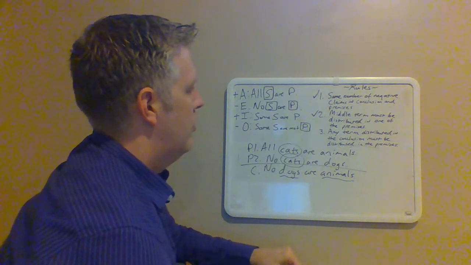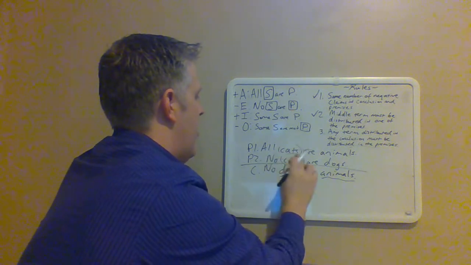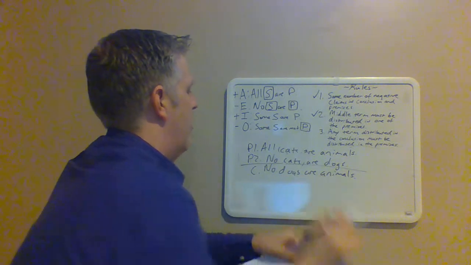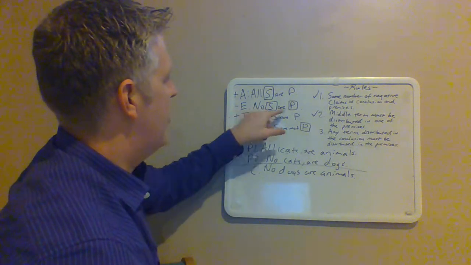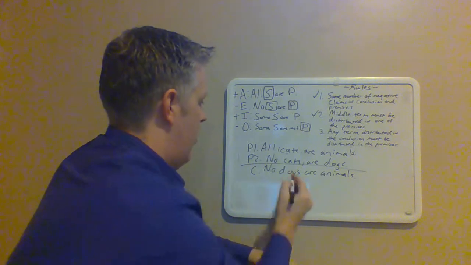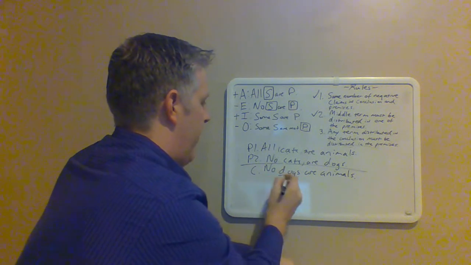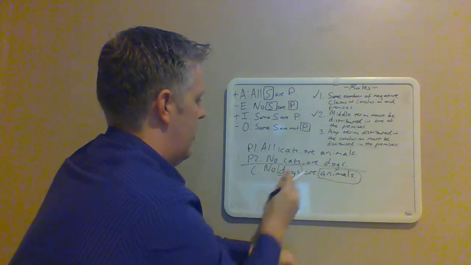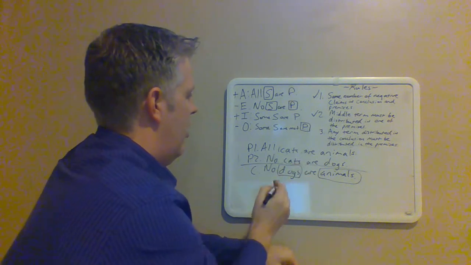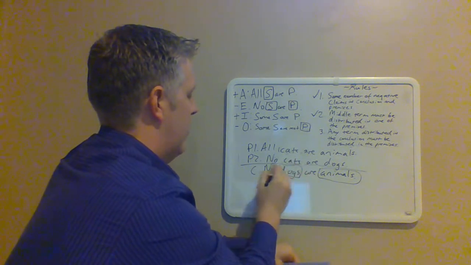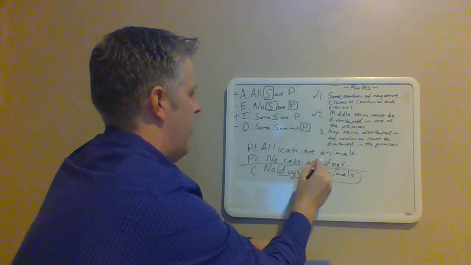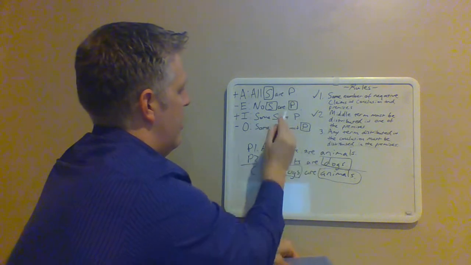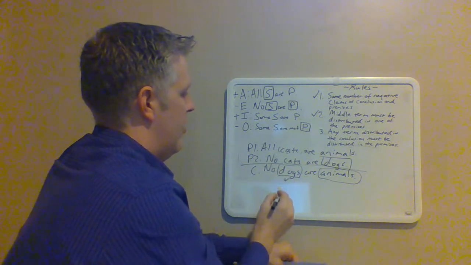And the final rule: any term distributed in the conclusion will have to be distributed somewhere in the premises. So again, all E claims have both their subject and their predicate distributed. Since we have an E claim in the conclusion, we better find both of these distributed somewhere in the premises because they're being distributed in the conclusion. So let's see if we can find dogs being distributed somewhere. Dogs only appears once, in the second premise as the predicate of an E claim. Well, the predicate of an E claim is distributed. So dogs is distributed somewhere in the premises.